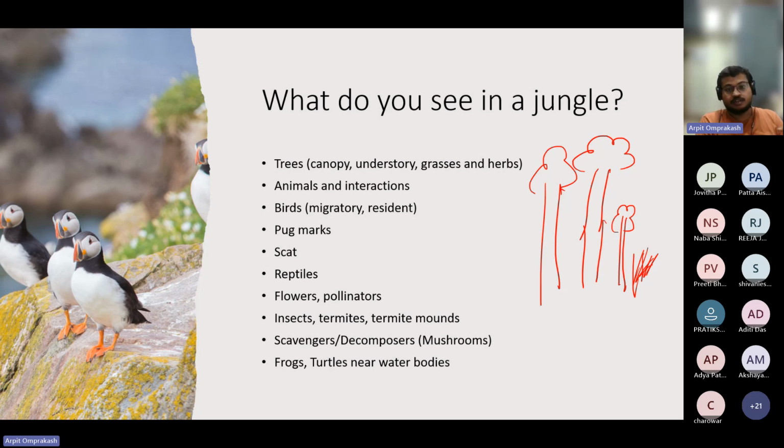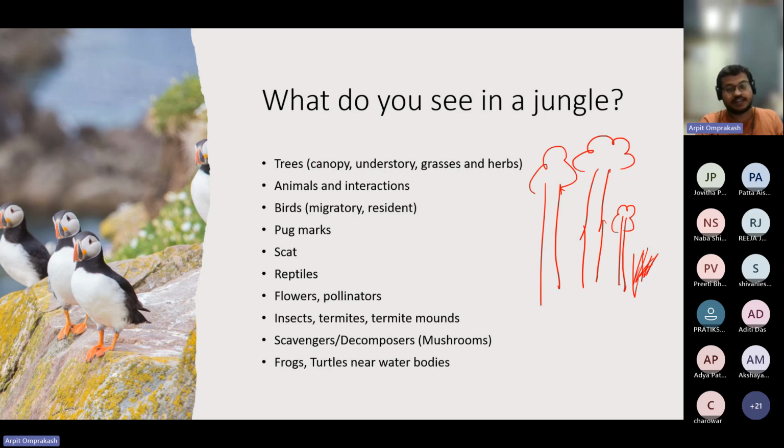You might also see things such as pug marks, which are marks left by animals on the soil, so basically footprints of tigers and so on. You also see scat, which is basically fecal matter, and many a times you can identify animals using their scat. That is how tiger census and leopard census was done. Now people are using camera trapping, but people still use pug marks and scat to estimate the number of individuals of tiger and lion that are present in different forests or different areas.